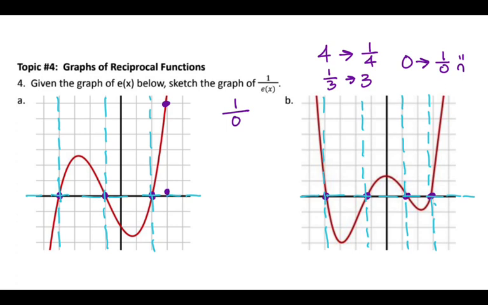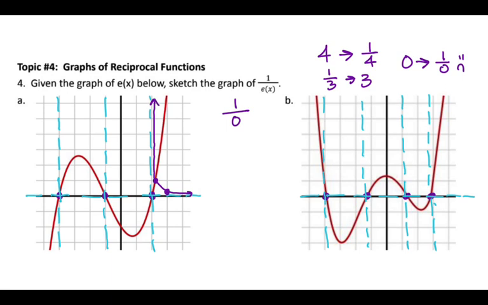Now you can pick any point on your graph. So for example, if I pick 1, where my y value is 1, well, the reciprocal of 1 is just 1. So I'm going to graph a few points. That way I can figure out what my sketch is going to look like. And here is the first piece of my reciprocal graph.